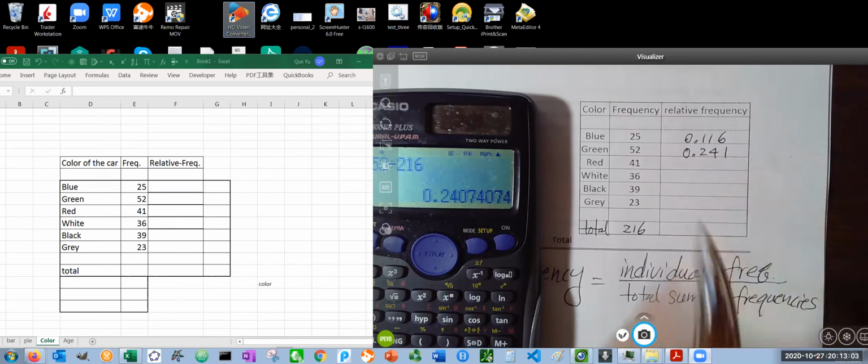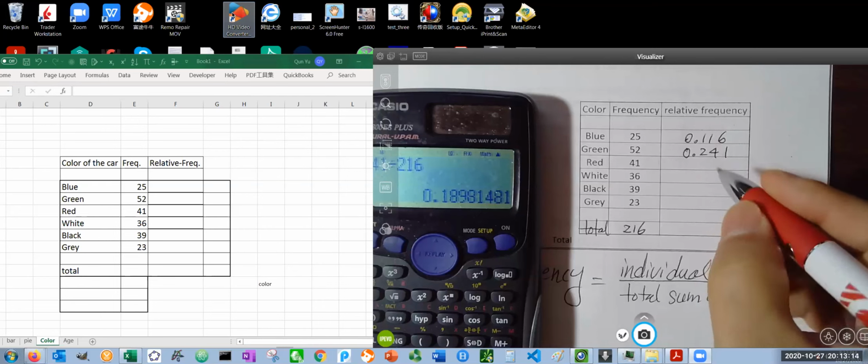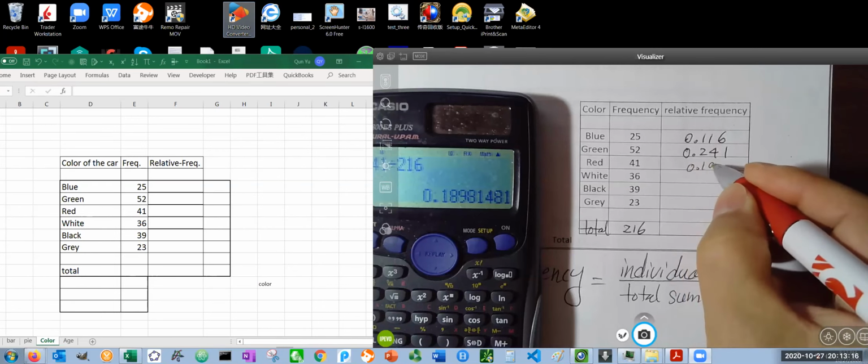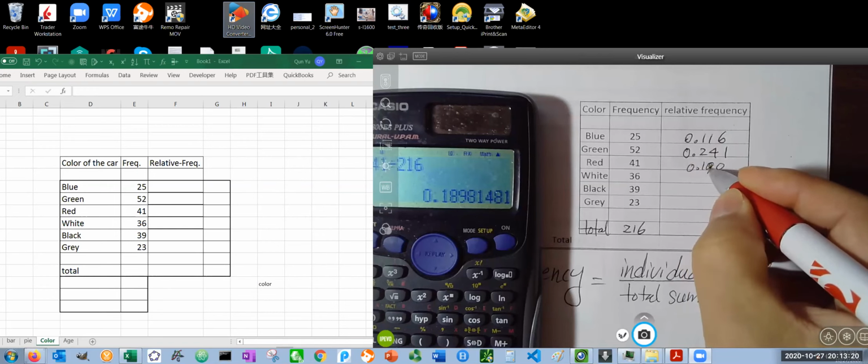0.241. Let's take a little bit of time to do this. 41 divided by 216 equals 0.1898, 0.190. Make sure you input 0 if they require that you have 3 decimal digits.